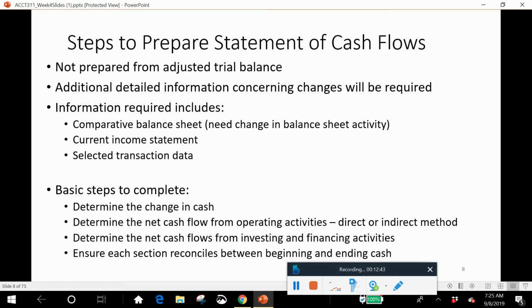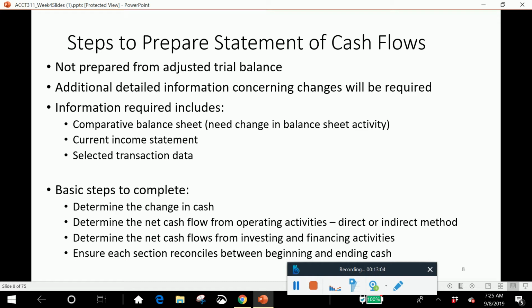So then the basic steps to complete your statement of cash flows are first, to determine what your change in cash was. Second, to determine the change in net cash flow from operating activities. And with that, you can use either the direct or the indirect method.